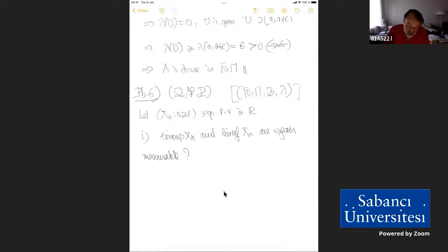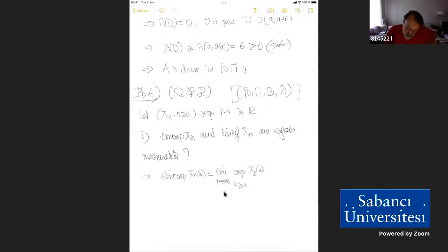Okay, so let me recall the definition of lim sup of X_n of omega. You are taking the supremum of X_k of omega for k greater or equal to n. Then you take the limit, the rank n, you push it to infinity.